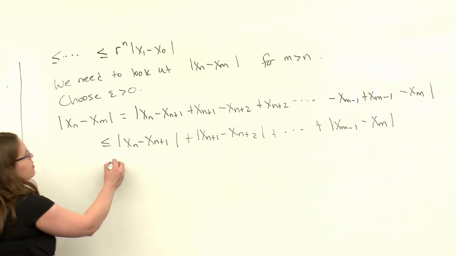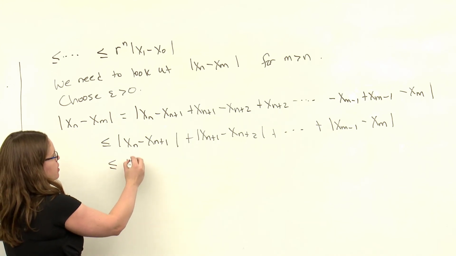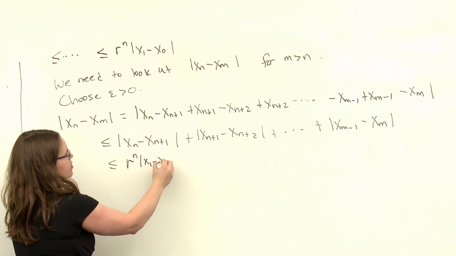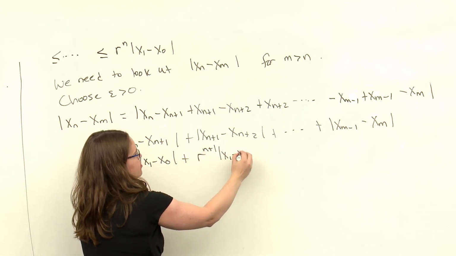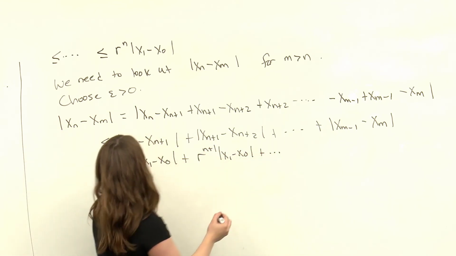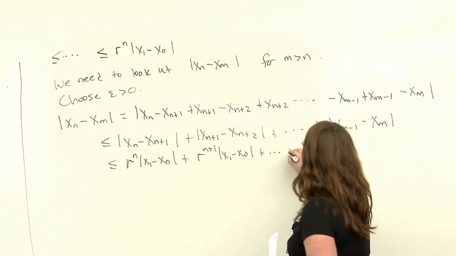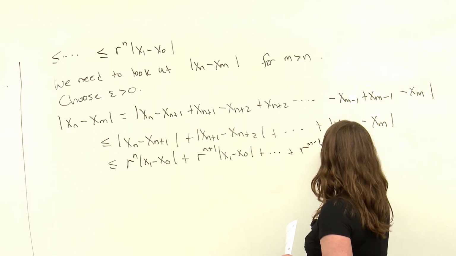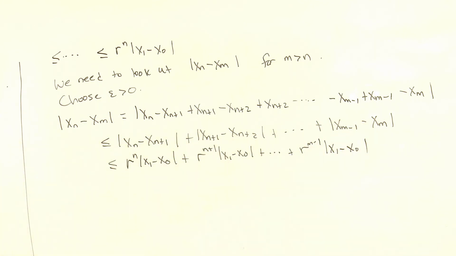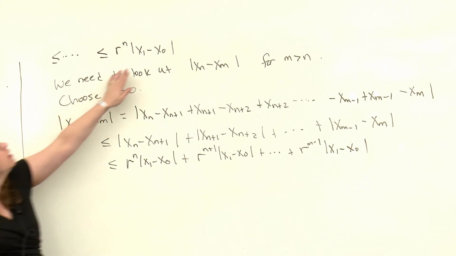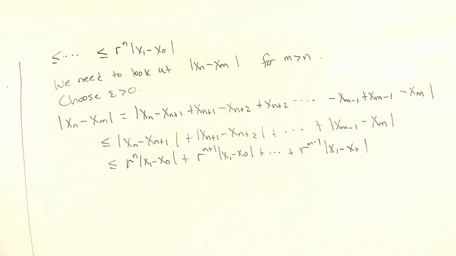Okay, this is less than r to the n, x1 minus x naught, r to the n plus 1, x1 minus x naught, all the way down to r to the m minus 1, x1 minus x naught. That was the estimate that we did over here, that we said all of these terms, the difference between neighboring terms, we could put in terms of the difference between our starting terms.